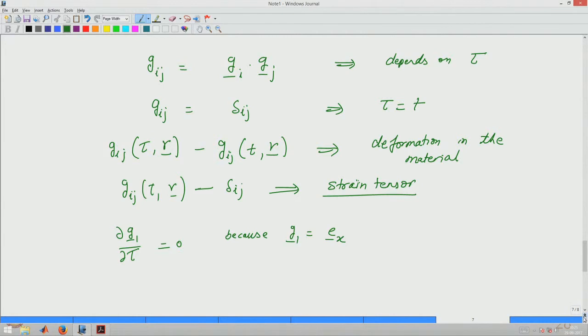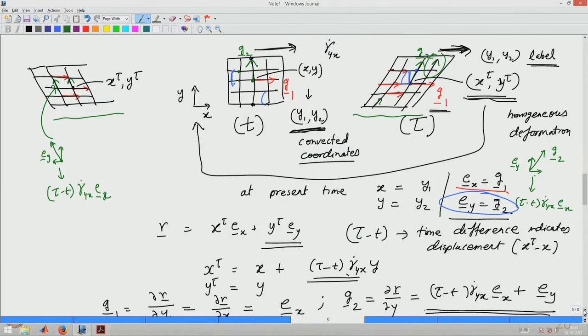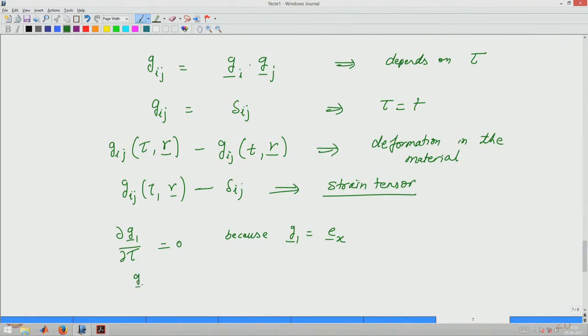However, if we look at the value of G2, that keeps on changing with time. So, since G2 actually is dependent on time, we can now look at what happens to G2 as a function of time. Of course, this indicates that the material particles are getting displaced in the x direction and the overall deformation therefore, is simple shear deformation, and now this G2 keeps on changing as a function of time. So, therefore, this del G2 by del tau is not 0.